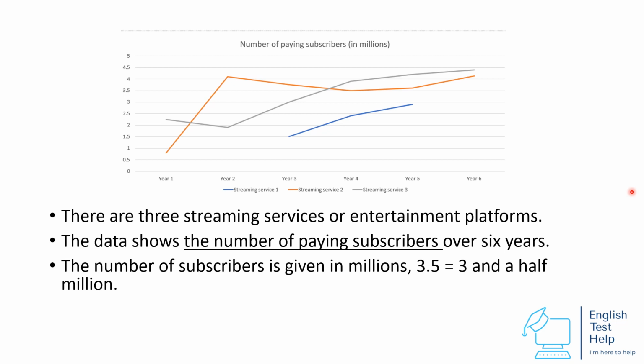Also notice the number of subscribers is given in millions. So see these numbers here on the vertical axis. They're not 1 or 3 or 4. No, 1 here equals 1 million. 3 equals 3 million. 4.5 equals 4.5 million. And notice we do not say the S. 3.5 million.